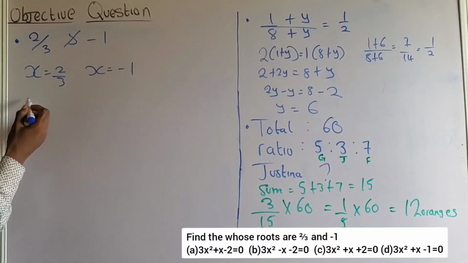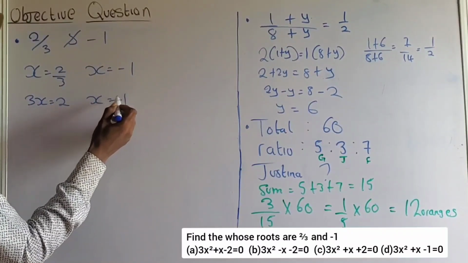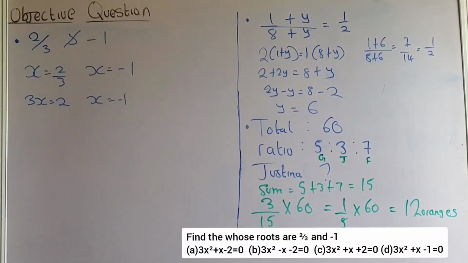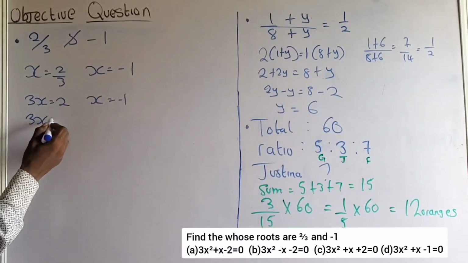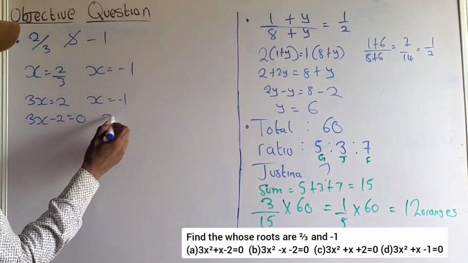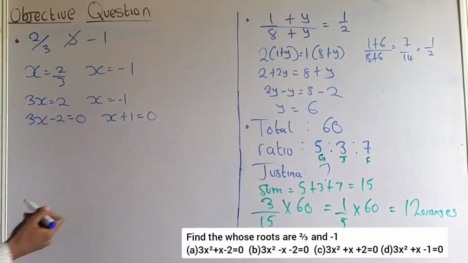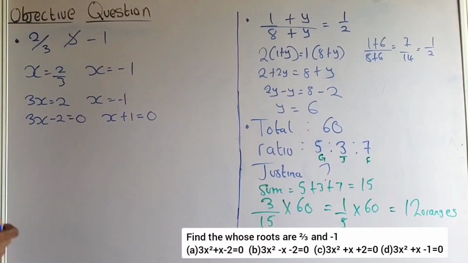So you can cross multiply. I'm going to have 3x equals 2 and x equals -1. What I'm doing now is reversing the case. Here I can write this as 3x minus 2 equals 0 and x plus 1 equals 0. Now by taking the product of 3x minus 2 and x plus 1, I'm going to get the quadratic equation that I'm asked to find.